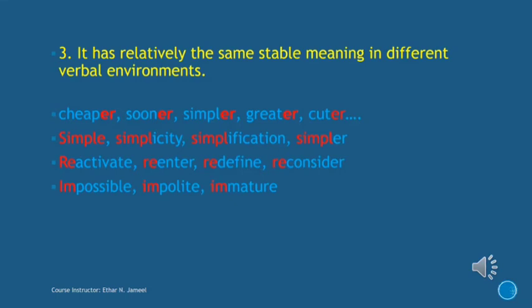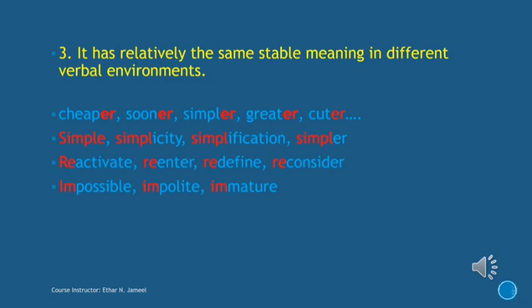Let's take another morpheme. The morpheme re. Reactivate, re-enter, redefine, reconsider. Re, here, it has a meaning. It means again. Like activate again, enter again, define again, consider again. So when I put re before these verbs and some other verbs, it means again. So notice that re has the same meaning in all of the words that contain it.